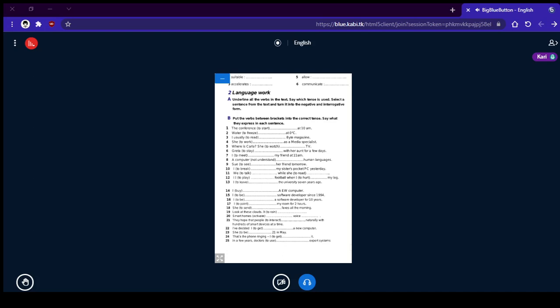Next one, water to freeze. Freezes. Okay? And why is it present simple here? Pardon? General truth. It's a general truth. Very good. It's a scientific fact also. There is no way for water not to freeze at 0 degrees. I usually read. Yes. I usually read. So we use present simple because I have, miss, added a frequency adverb, usually. Very good. Yes, frequency adverb. Okay. She appeared to work as a media specialist.